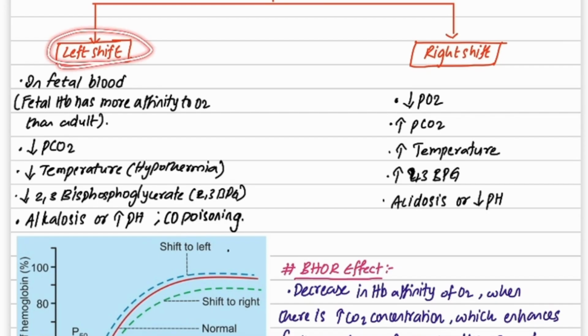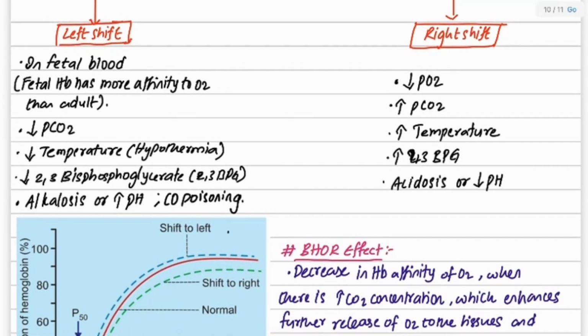So left shift occurs when there is decreased concentration of CO2, decreased temperature, decreased 2,3 BPG, or else in alkalosis, or carbon monoxide poisoning also there is left shift. It is a very important MCQ. Carbon monoxide poisoning, which shift will be taking place? Left shift, remember.